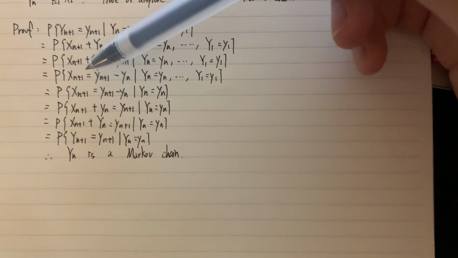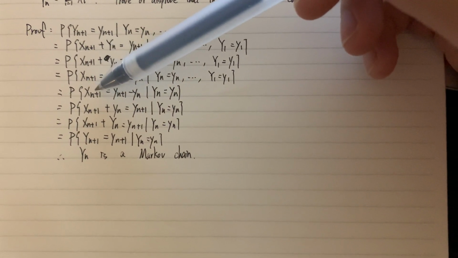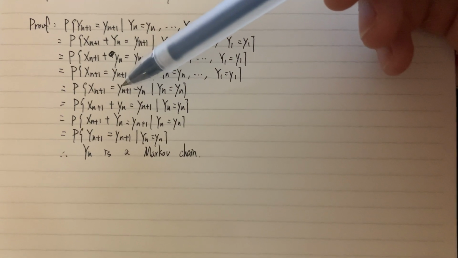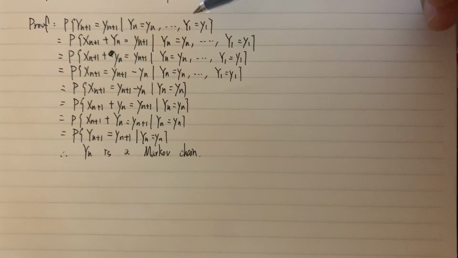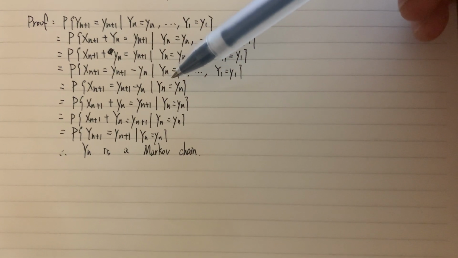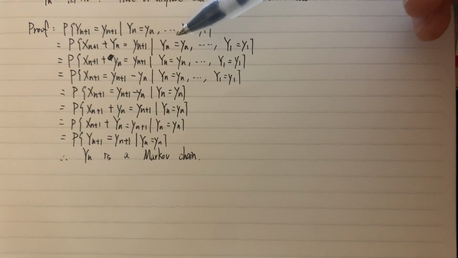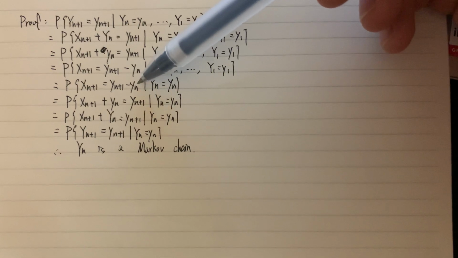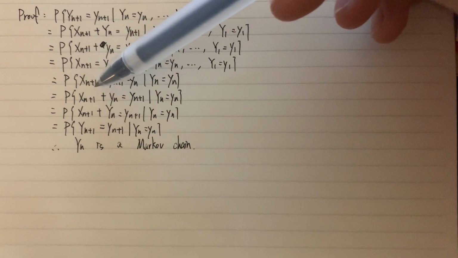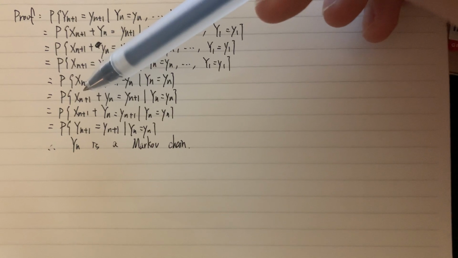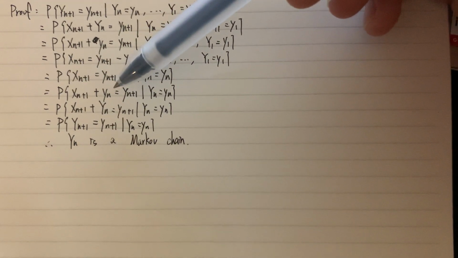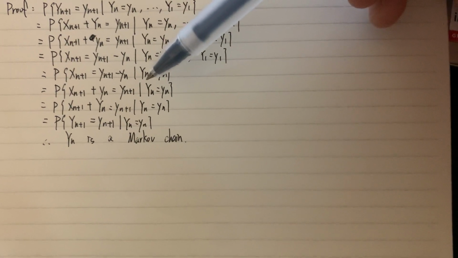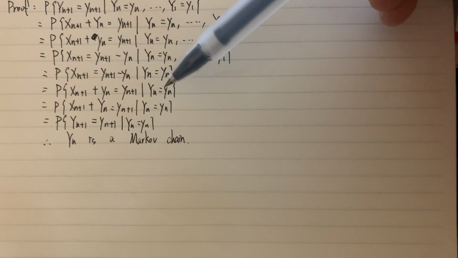And this is equal to the probability of capital X of n plus 1 equals y of n plus 1 minus yn, given capital Yn equals yn. And then we just switch the negative yn to the left side of the equation. We will get the probability of capital X of n plus 1 plus yn equals y of n plus 1, given capital Yn equals yn.